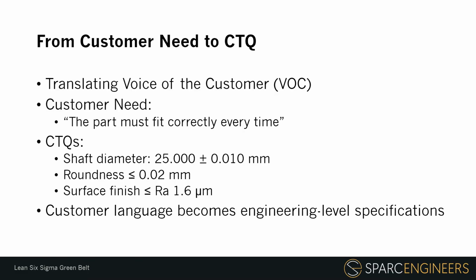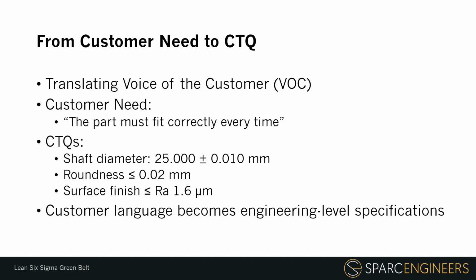For example, the CTQs might be: shaft diameter must be 25.000 millimeters plus or minus 0.010 millimeters. Roundness must be less than or equal to 0.02 millimeters. Surface finish must be less than or equal to Ra 1.6 micrometers. Now the customer need has been translated into measurable requirements. This is the bridge between customer language and process control. The customer may not use terms like roundness, surface finish, or tolerance stack-up, but those technical requirements may be what determine whether the customer's need is met. As green belts, part of our job is to help make that translation clear.